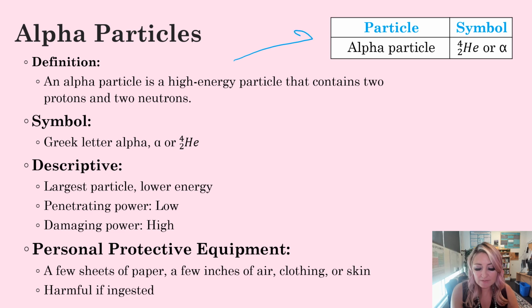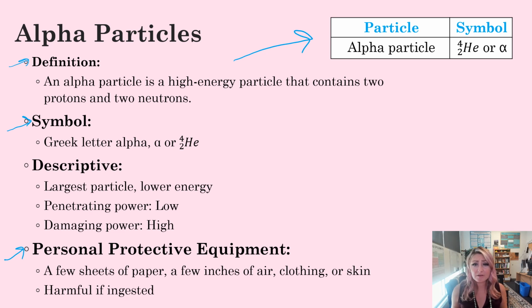You will see the particle and symbol on each of those, that'll help us to remember what the symbol is when we're writing out nuclear reactions. And we will always start by going through these items. All of the particles will have definitions, symbols, some descriptive properties, and also what PPE, or personal protective equipment, you'd be expected to use if you're handling something that is an alpha particle emitter.